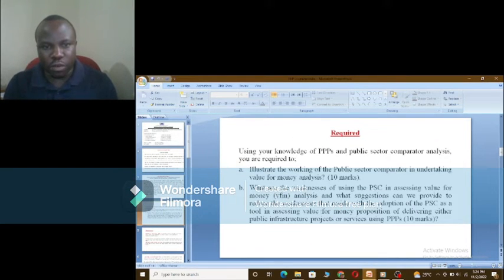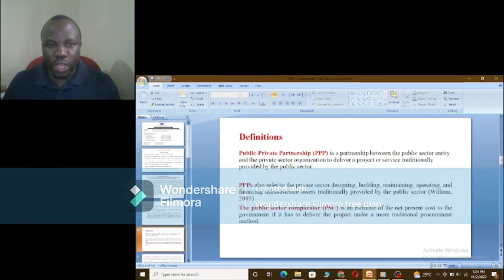Section A, or Part A of the question, was to illustrate the working of the public sector comparator in undertaking value for money analysis. Then Part B: what are the weaknesses of using the public sector comparator in assessing value for money analysis, and what suggestions can we provide to reduce the weaknesses that reside with the adoption of the public sector comparator as a tool in assessing value for money proposition of delivering either public infrastructure projects or services using public-private partnerships.